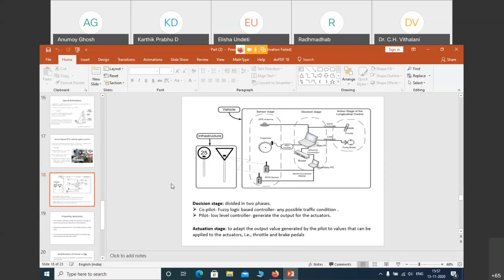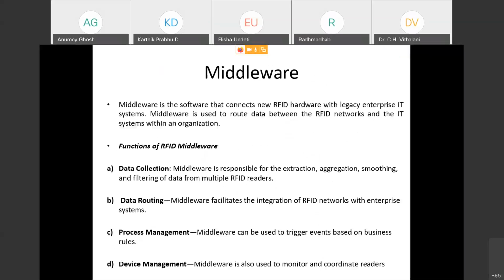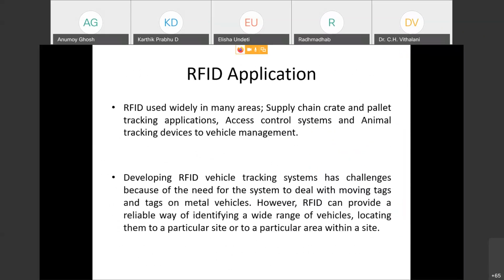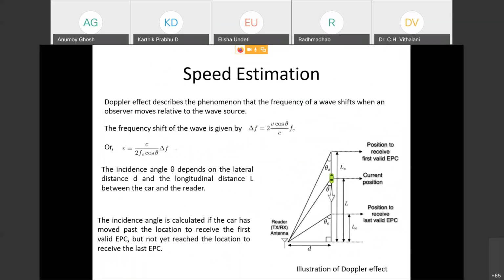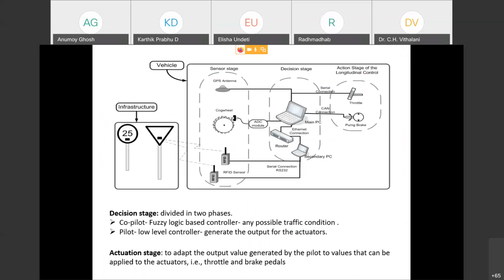Sorry for the interruption. Is the screen visible properly? Yes, sir, we can see.